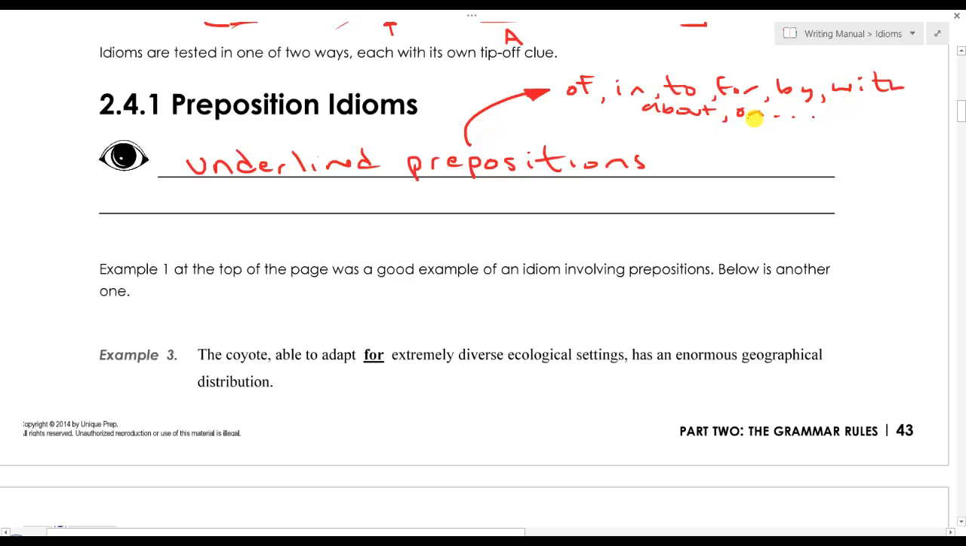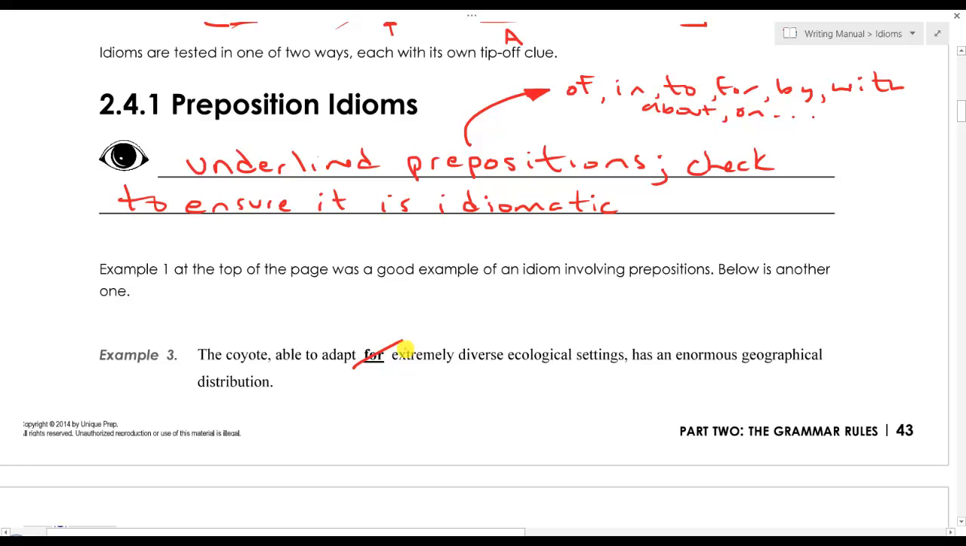So if you see an underlined preposition, you might want to add a check to ensure it is idiomatic. In other words, check to make sure that the preposition that is used creates good, solid phrasing. So in example 3, again, pause the video and do example 3 and then rejoin us. So in example 3, we have the coyote able to adapt for extremely diverse ecological settings.